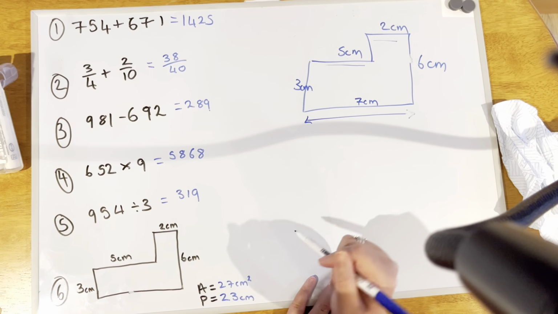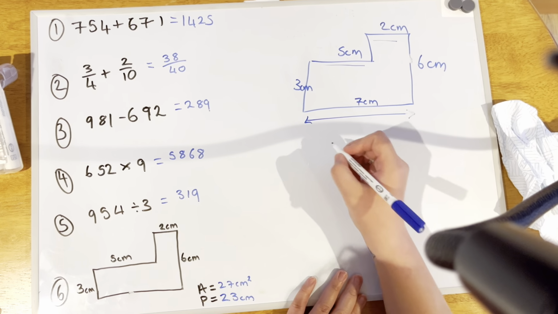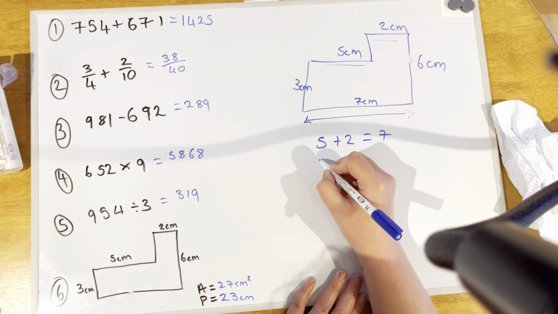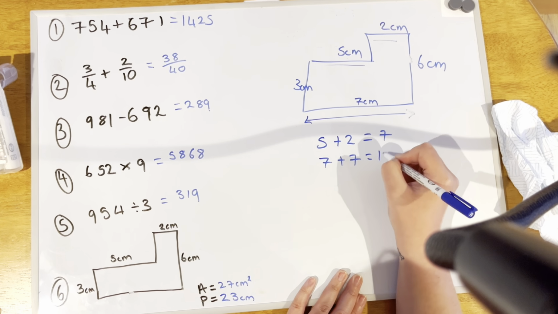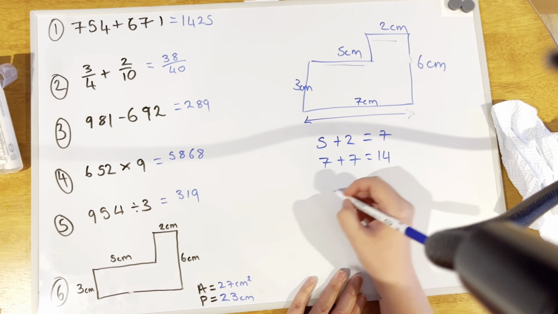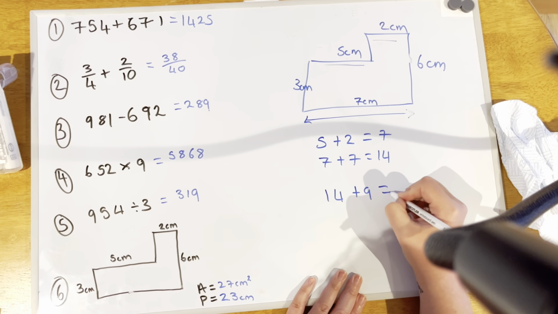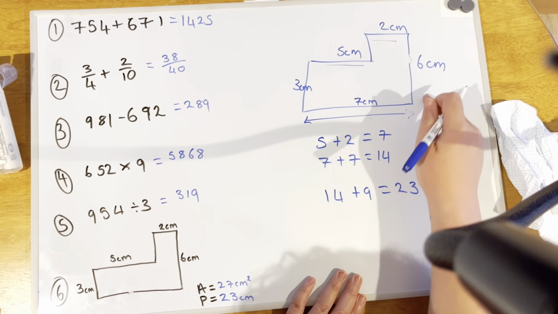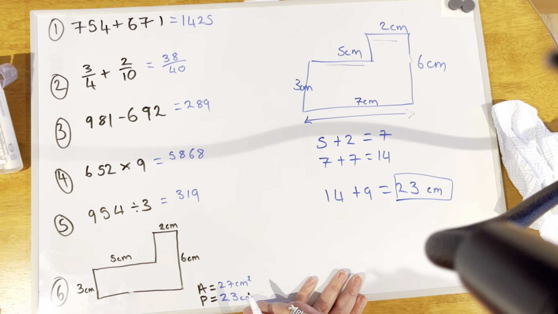Okay, so let's add these up. So 5 plus 2 is 7, plus another 7 is 14. And then 14 plus 9, which is our 6 and our 3, is 23. So in total, my perimeter is 23 centimetres. I've added up all of my lengths.